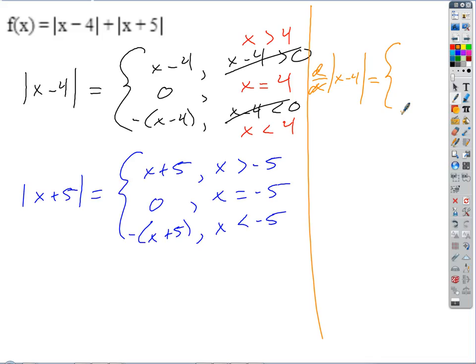The derivative is 1 whenever x is greater than 4. If I distribute the negative sign and differentiate, it's negative 1 whenever x is less than 4. And what's happening at the middle there? We can't find the derivative. How come? Because it's a sharp corner, which we could see graphically. We know that absolute value functions are V's, aren't they?